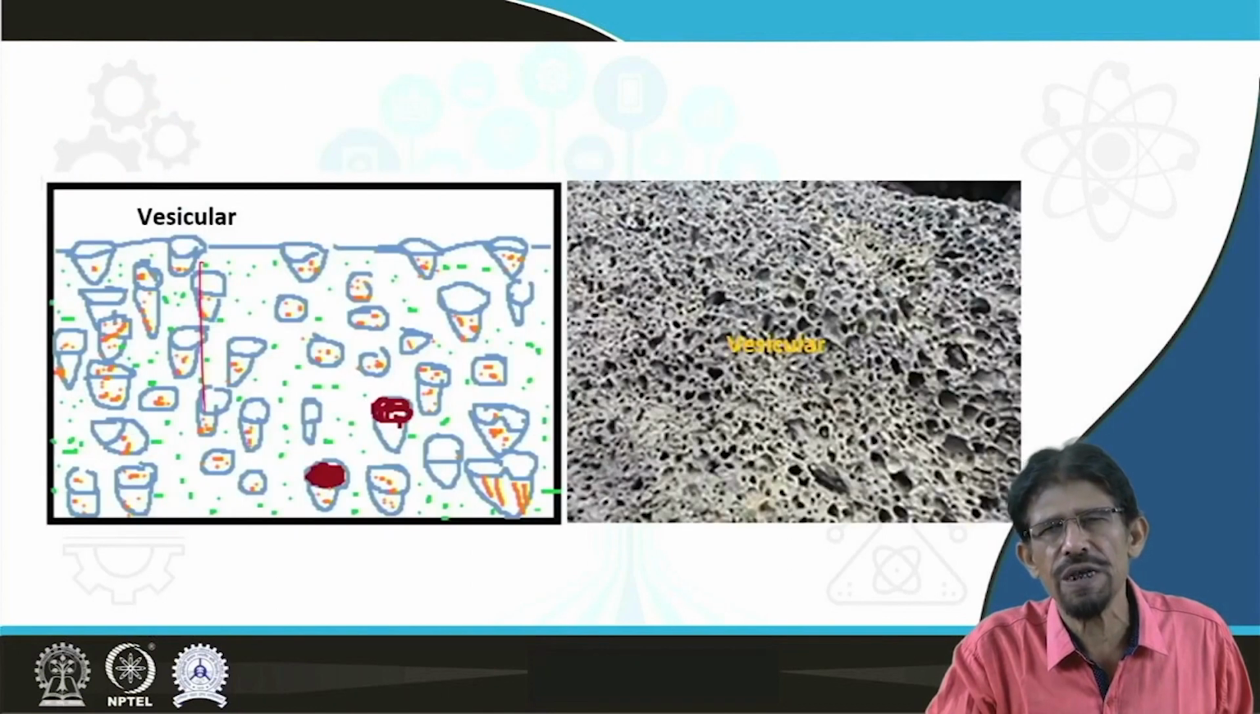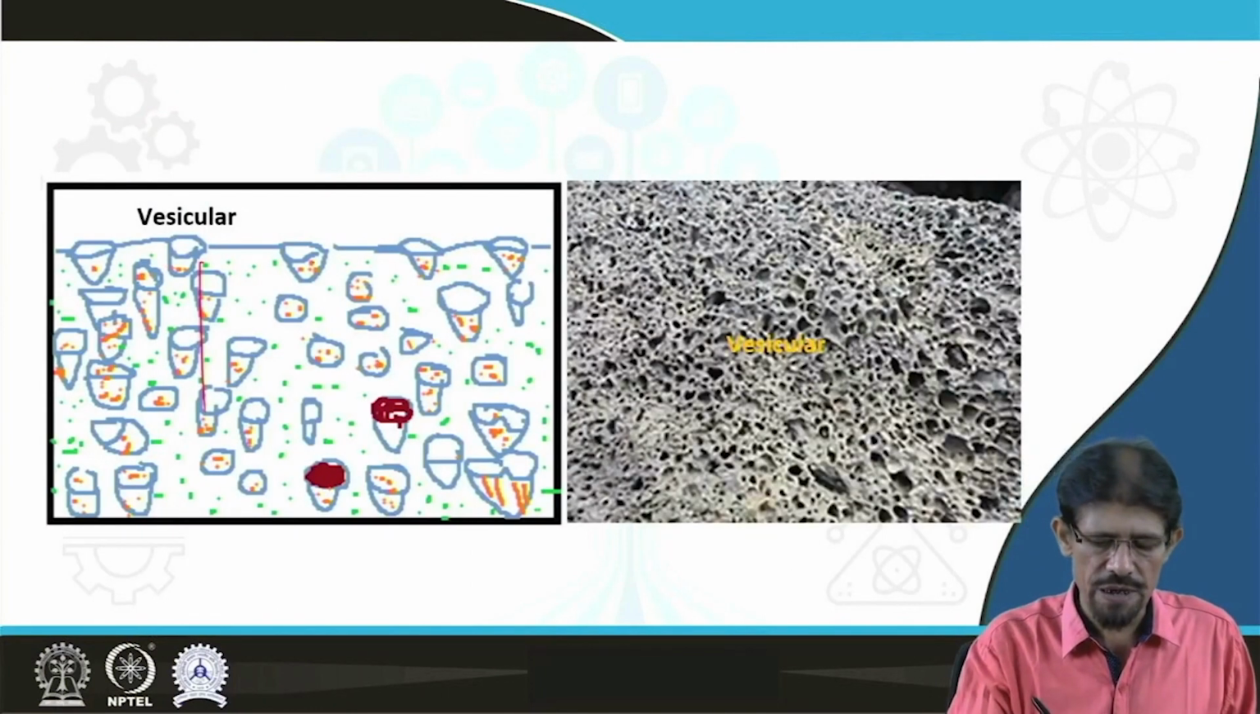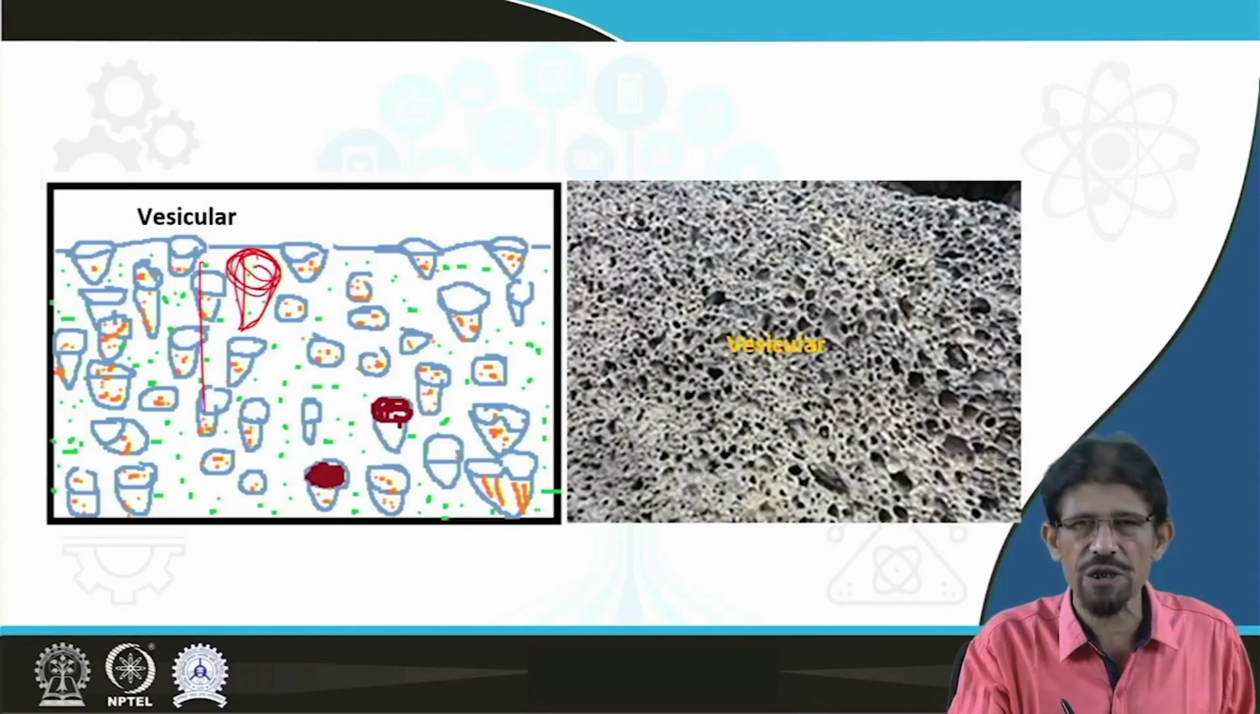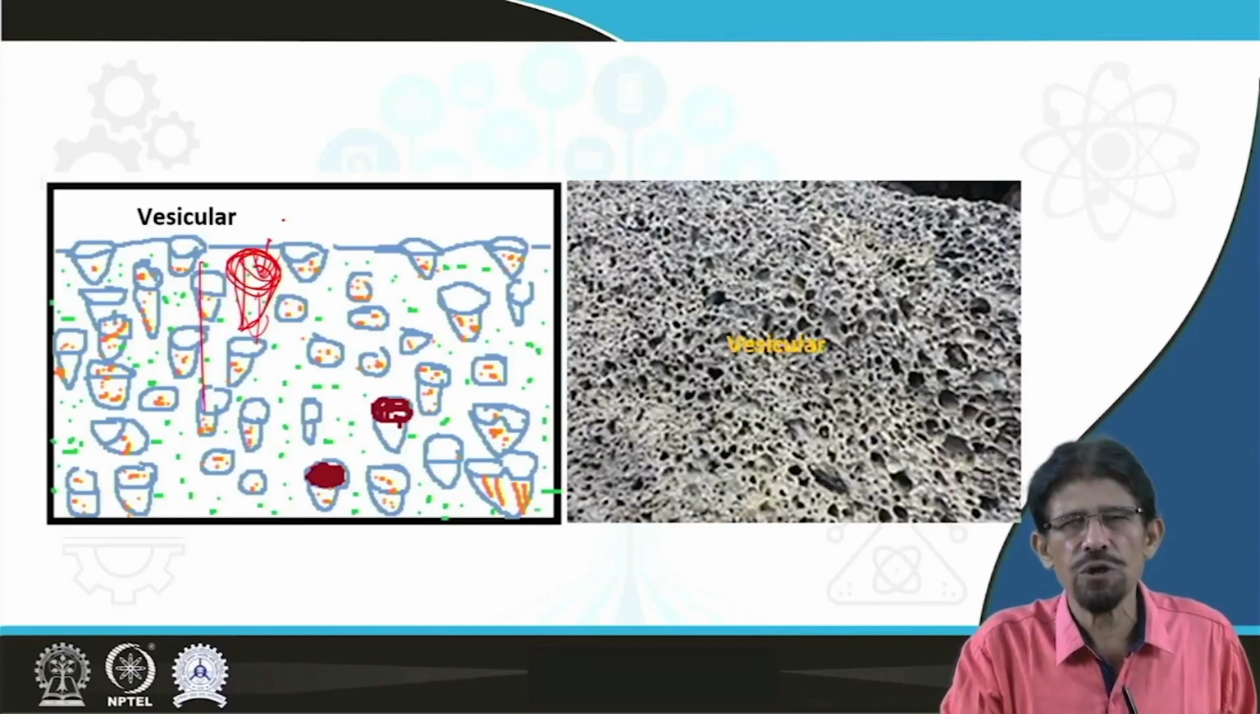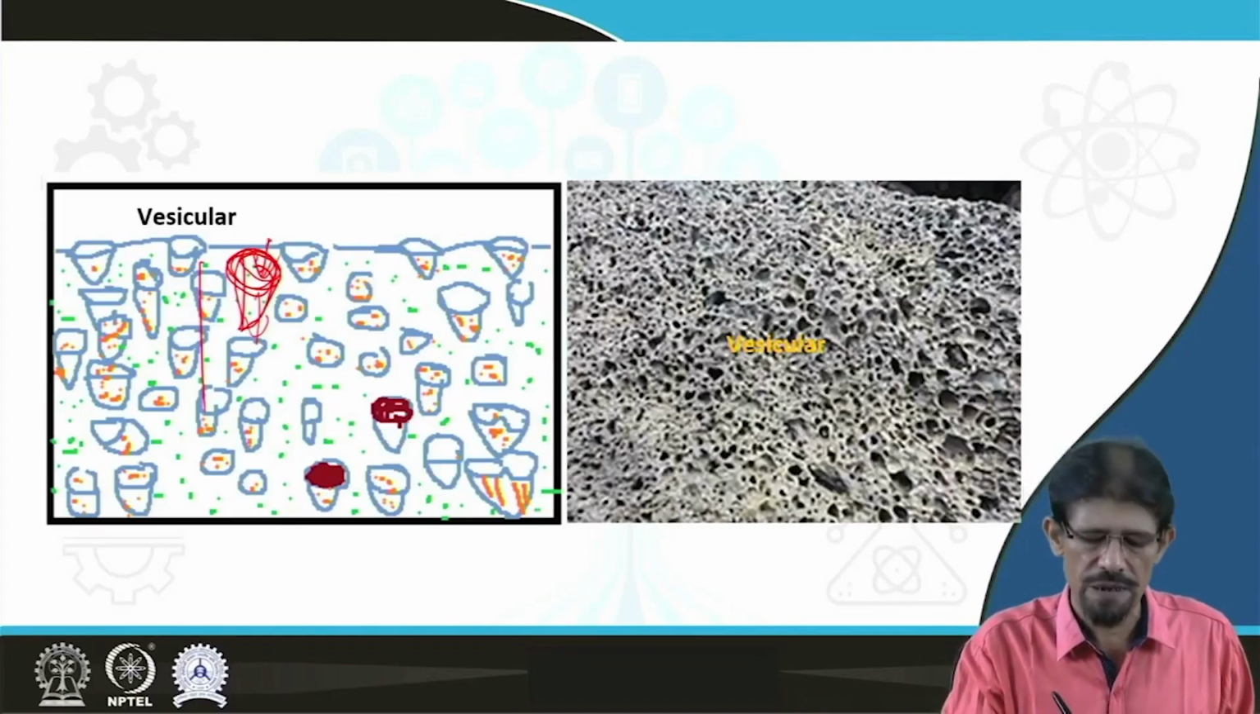We can see here one view. If we look at these vesicles, they are open on the surface but taper at the lower end. Sometimes these vesicles are filled by loose material, and sometimes they are filled by secondary precipitation.